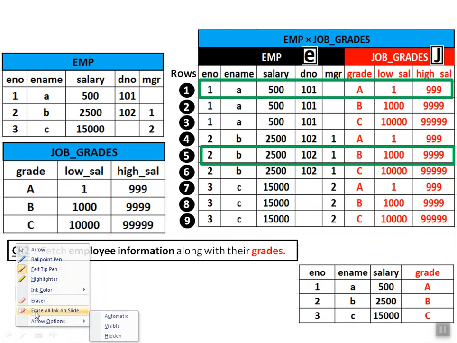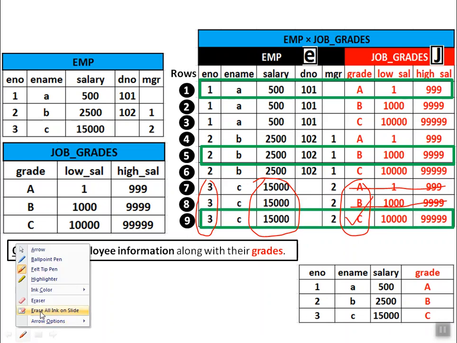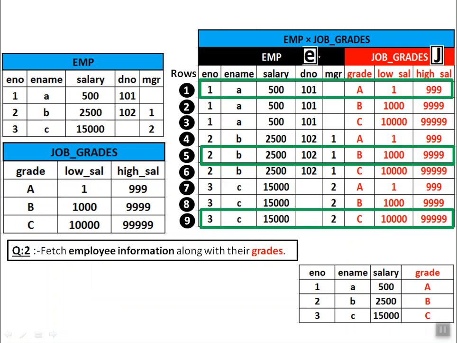Similarly, employee number 3 also, please identify. Employee number 3 is joined with all grades, with salary 15,000. Please identify your grade. Sorry, my salary doesn't belong to this. Yes, my salary belongs to this one. So please identify that. If I call this E and this J, what is the condition?